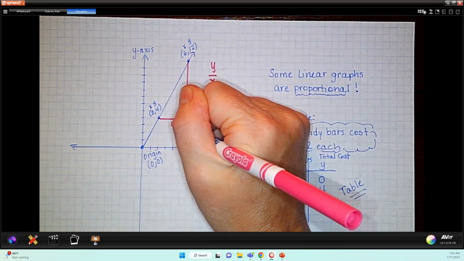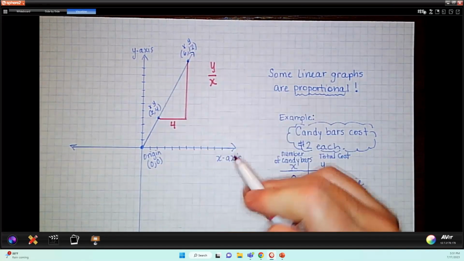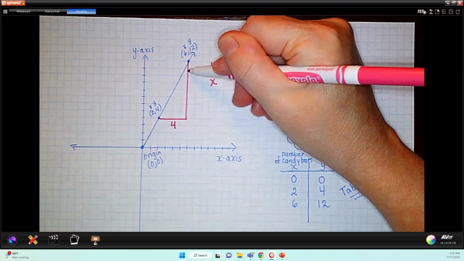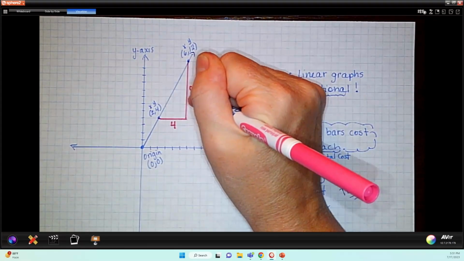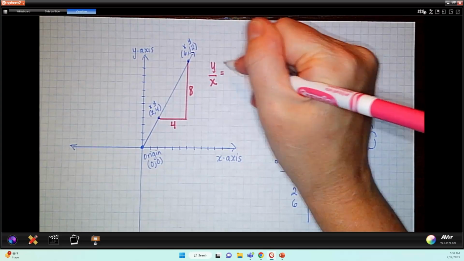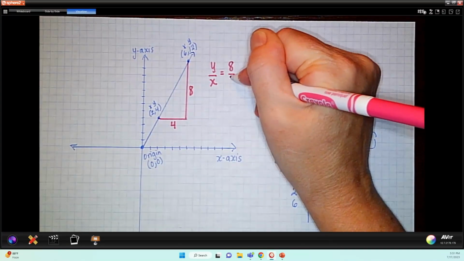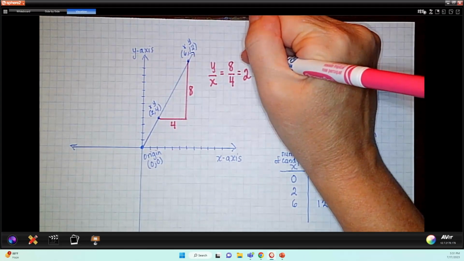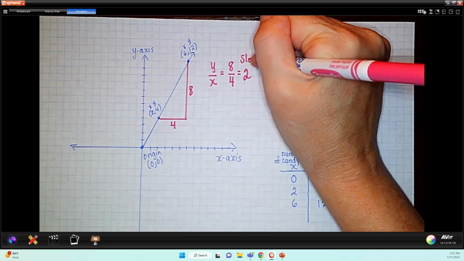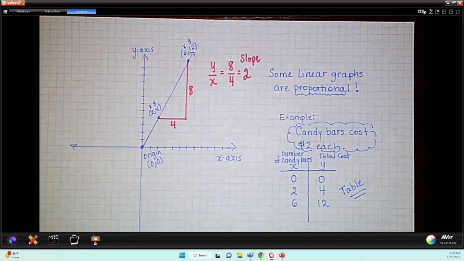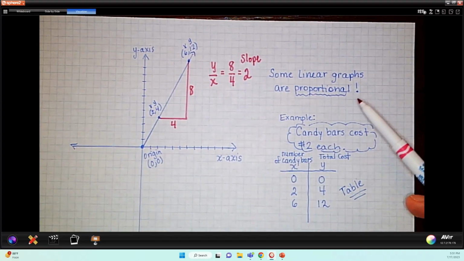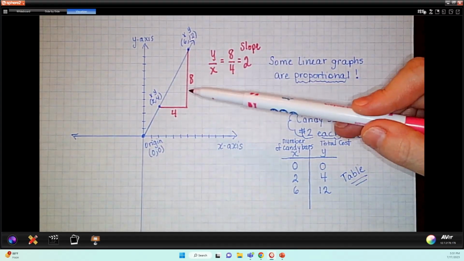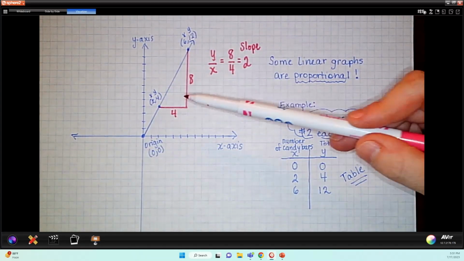So I know I have 4 units on my x-axis, and I have 1, 2, 3, 4, 5, 6, 7, 8 units on my y-axis. So I know that I have an 8 over 4, and that simplifies to 2. So this is how we would calculate the slope. Now, as the students advance through math, they learn other ways to find slope. But at this stage, this is where they're focused on this visual representation of slope.